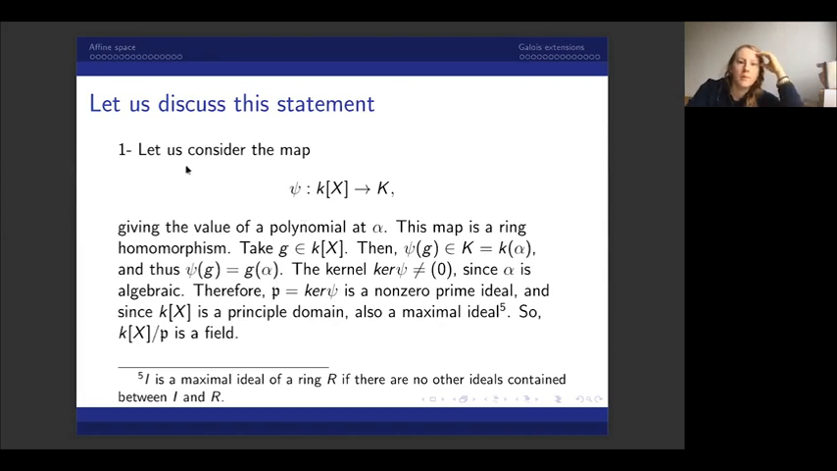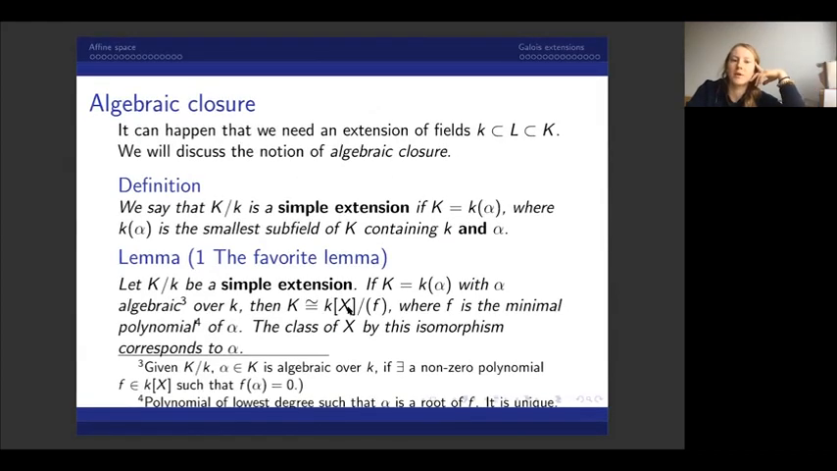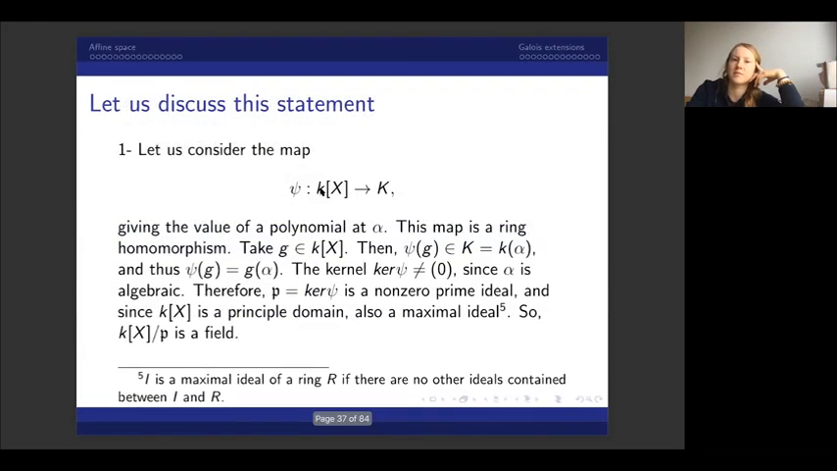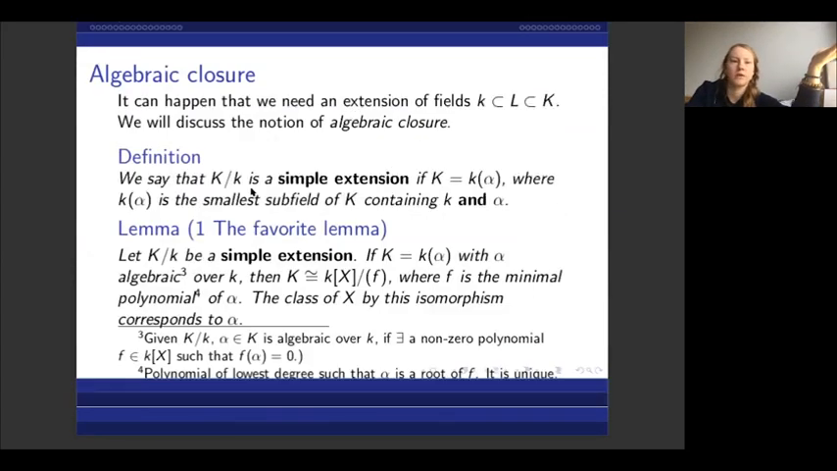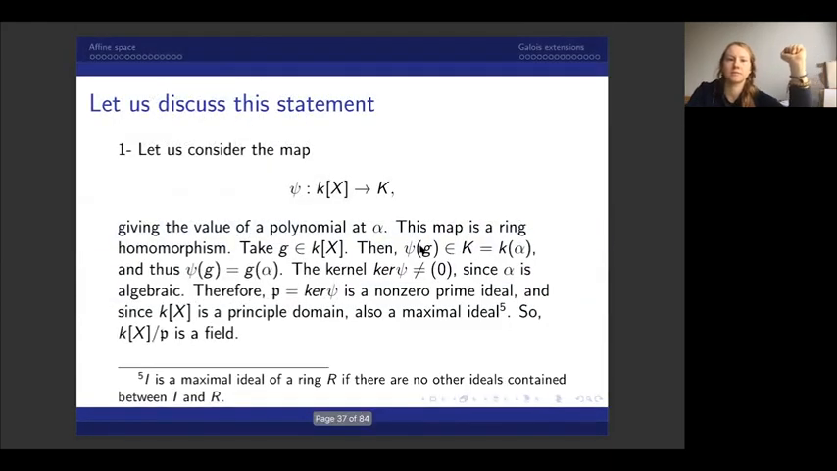Okay, so the first step is to construct a map. You're going to construct a map from this ring of polynomials with coefficients in small k to the field capital K. Capital K, we just know that capital K is k of alpha. That's what we know by hypothesis. And this map is interesting because it gives the value of a polynomial belonging here at alpha. And moreover, you can say one thing, that this map is a ring homomorphism.